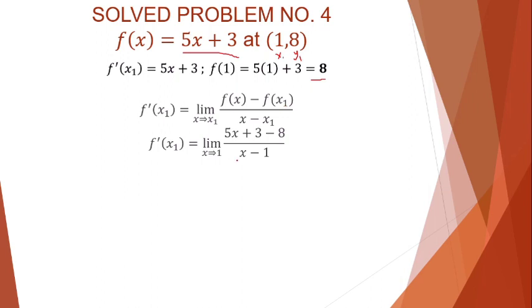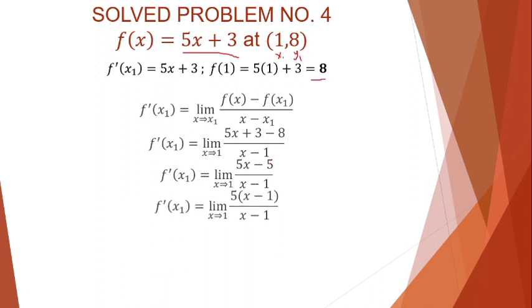Now, you are going to simplify. What is the answer? 3 plus negative 8, or 3 minus 8, is negative 5. That is not yet the final answer. There is a common factor here, such as 5. 5x divided by 5 is x, and negative 5 divided by 5 is negative 1. What is the next step? Since you see the matching terms, you are going to cancel them out. What remains is the limit of 5 as x approaches 1. In limit laws, the limit of a constant is the constant itself, so your f prime of x sub 1 is equal to 5.